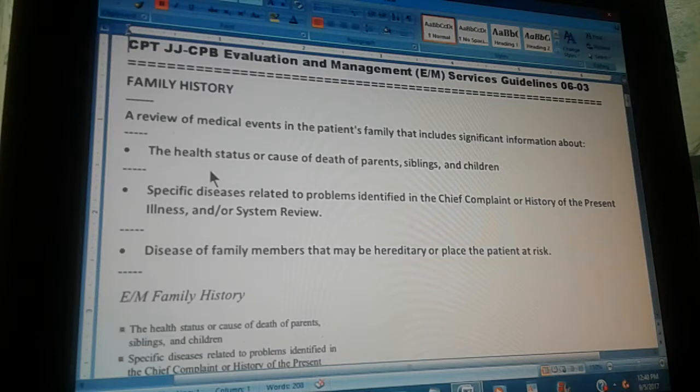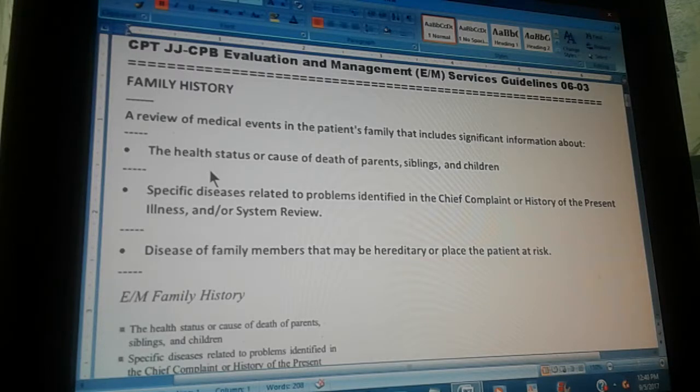Now next. Specific diseases related to problems identified in the chief complaint, history of the present illness, and/or systems review. Right, you're going to the doctor for a specific problem. So the doctor is going to ask you if anybody in your family had that specific problem before, or if you are the first one in the family to have it.